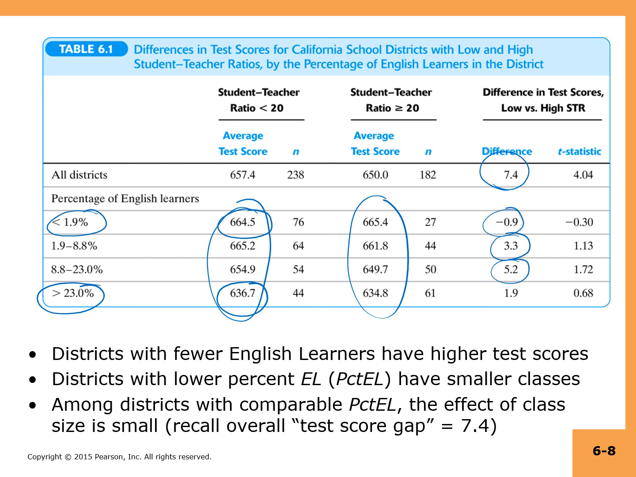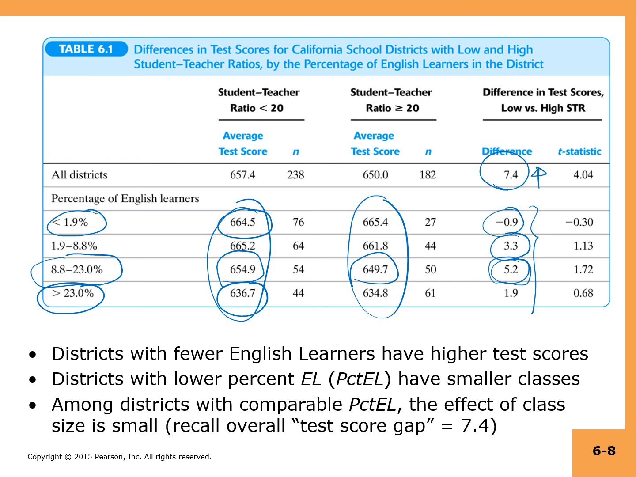So for instance, when we look at the percentage of English learners between 8.8 and 23% and look at the test score difference, it's only 5.2, which is less than 7.4. This shows that when you don't control for the percentage of English learners and you have an omitted variable bias, the estimate of the effect of class size is much more overestimated than the true effect.